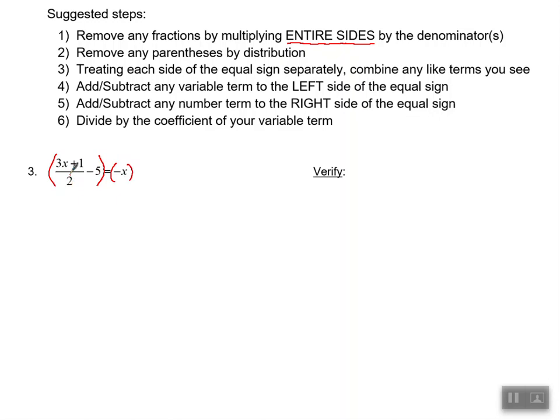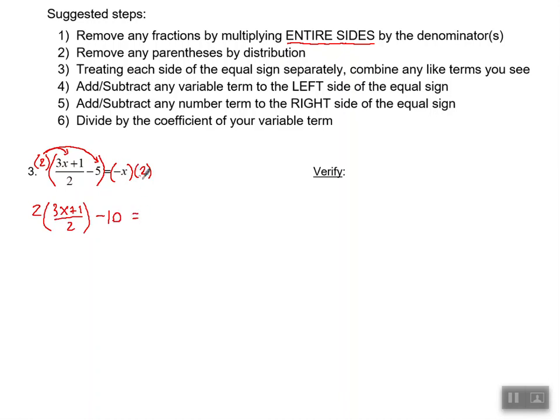I need to get rid of the 2, so I'm going to multiply by 2. I'm going to multiply both sides by 2, of course. And there we go. Don't be quick to cancel out this 2 because this 2 actually needs to distribute to both of the terms in the parentheses. And that's what I wanted to point out in this case. So this 2 times this first fraction, 3x plus 1, divided by 2. And this 2 times this negative 5 makes negative 10.